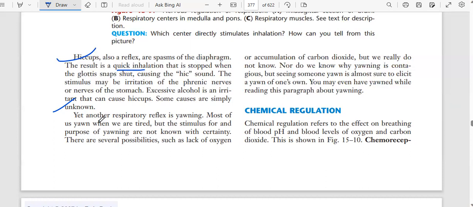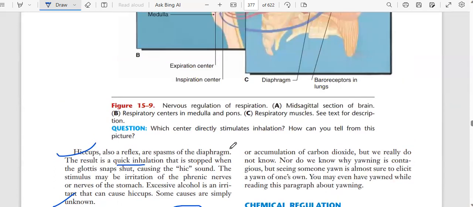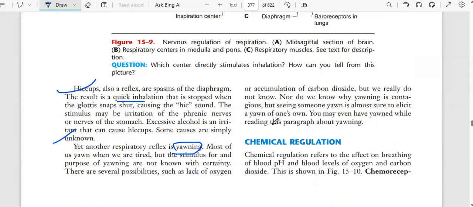Okay. And another respiratory reflex is the yawn. Everyone yawns, including while giving the lecture. Okay, so how is it happening? It is also a reflex. There are several possibilities such as lack of oxygen or accumulation of carbon dioxide, but we really do not know, nor do we know why yawning is contagious. But seeing someone yawn is almost sure to elicit a yawn of one's own. You may even have yawned while reading this paragraph about yawning.